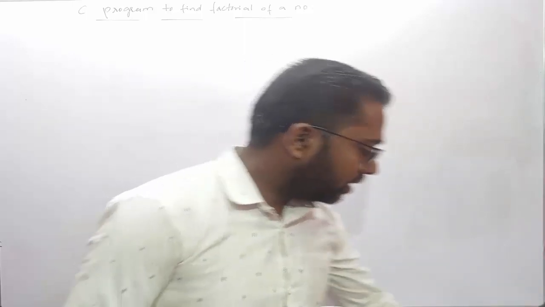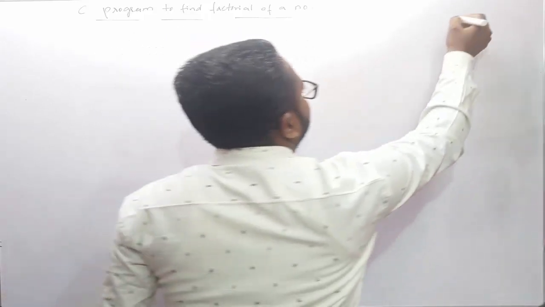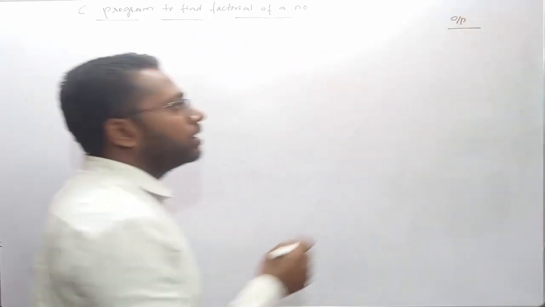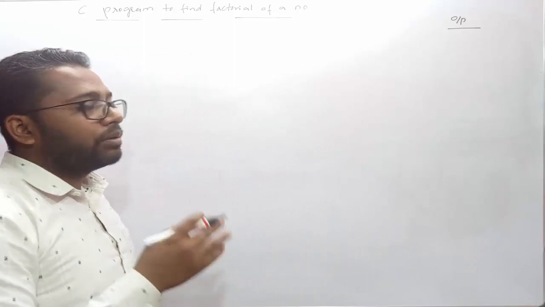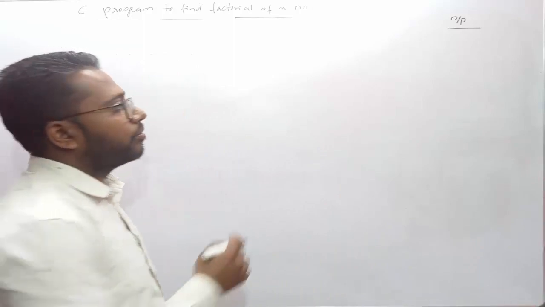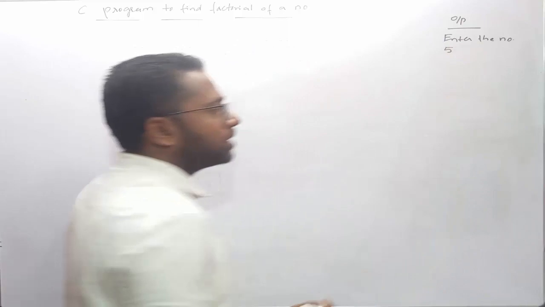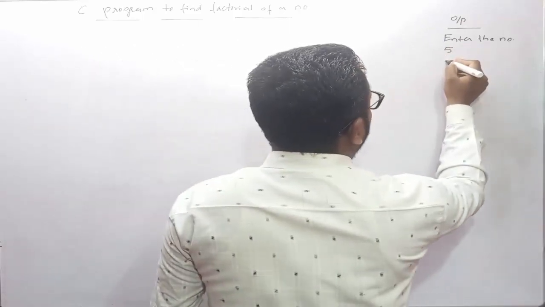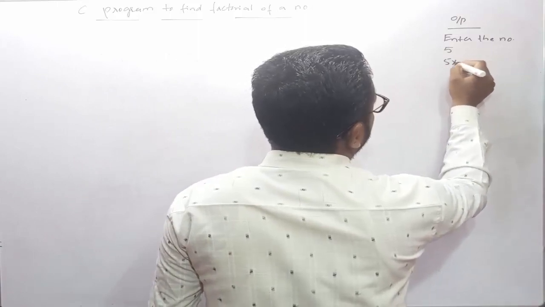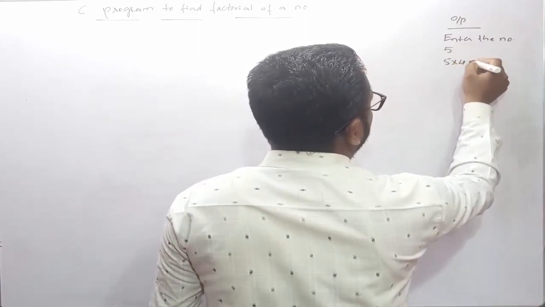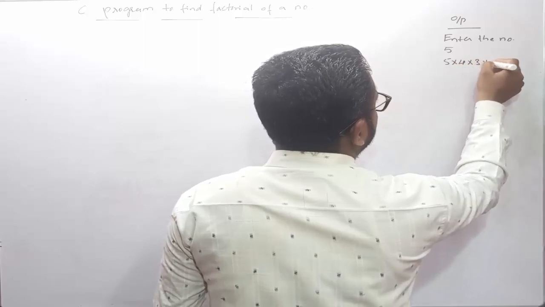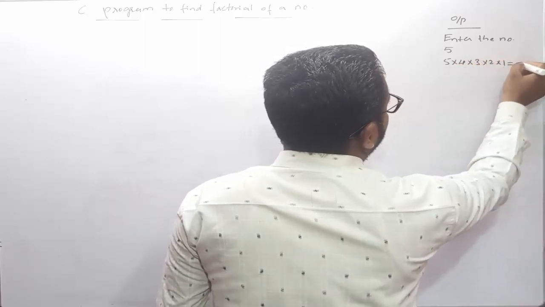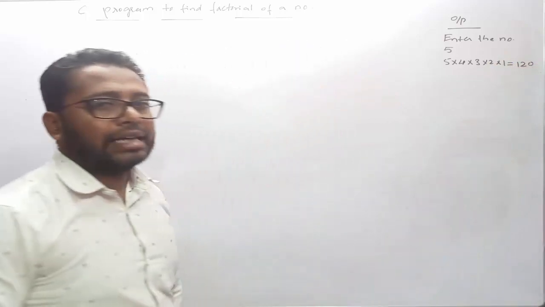Now let us start our discussion on writing a C program to find the factorial of a number. Let me first write the output of this program. When this program gets executed, it will ask the user to enter a number. Then I will enter 5. That means I want to find the factorial of the number 5. Then how can we get the output? By multiplying the number 5 by 4, then 3, then 2, then 1. And we will get 120 as an output.